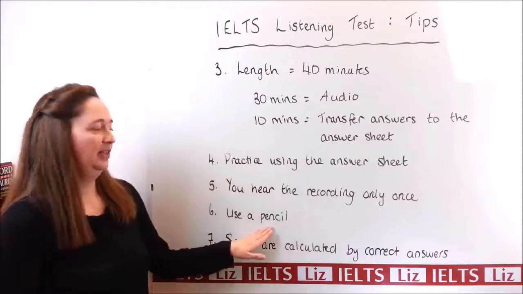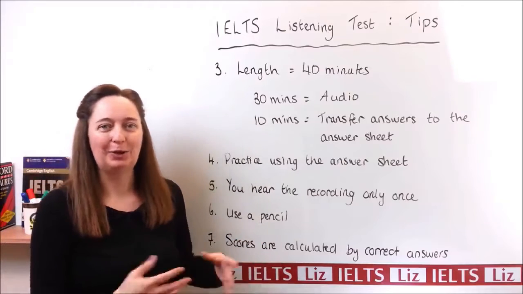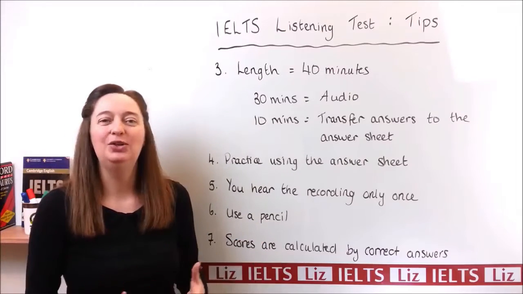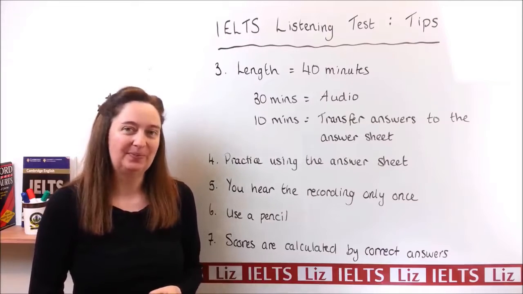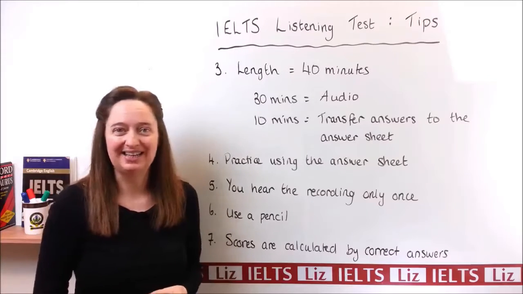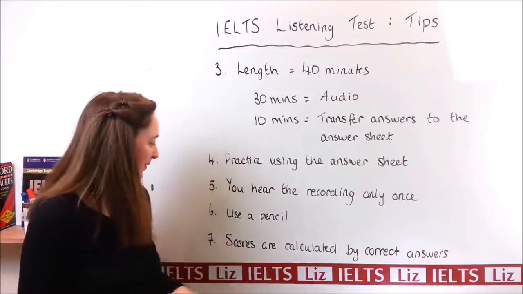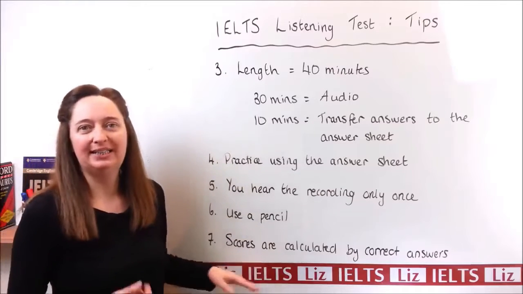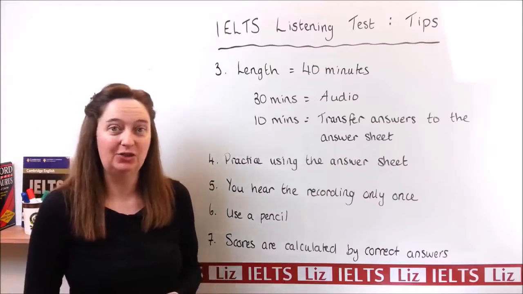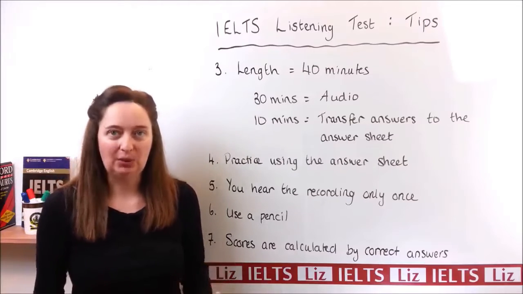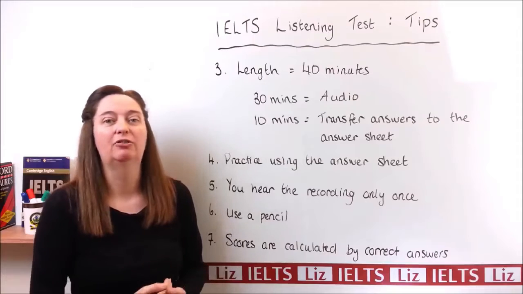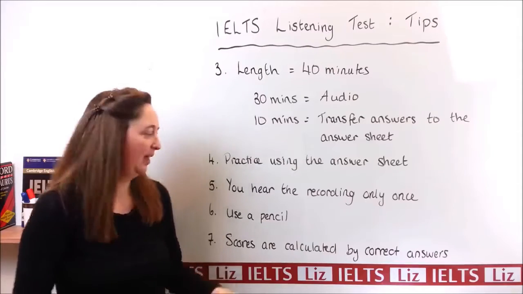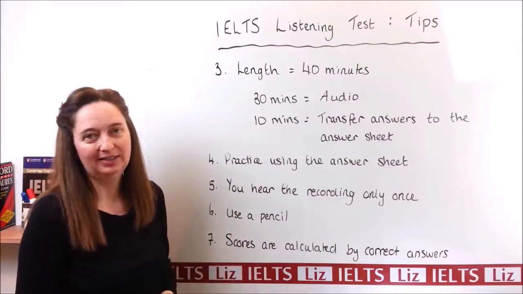Number 6, many students ask me, can they use a pencil or a pen? The answer is you need to write your answers onto the answer sheet using a pencil. And that's the same as the IELTS reading test. Tip number 7, the scores are calculated by the number of correct answers you have. So there are 40 questions, there are 40 points. And each time you get a correct answer, you get a point. And that is how your band scores are calculated.